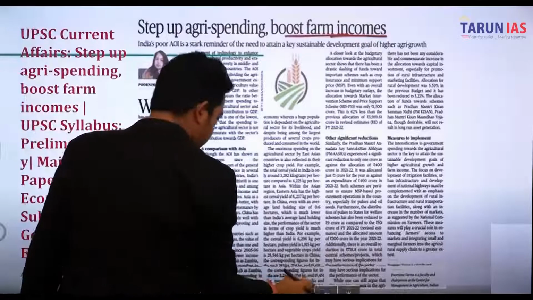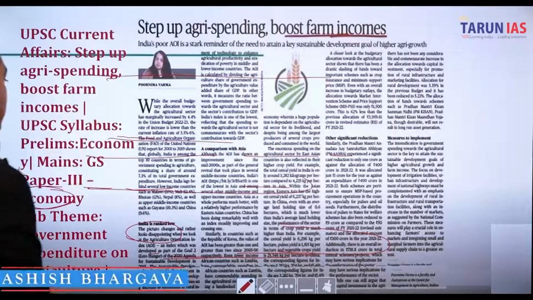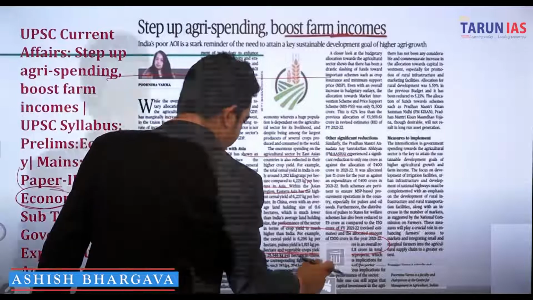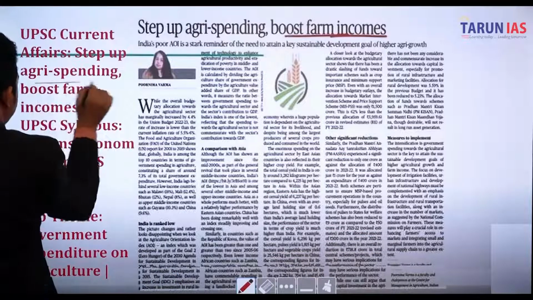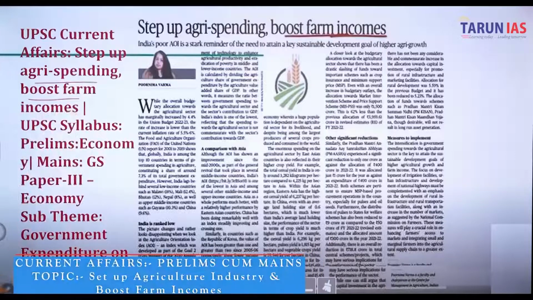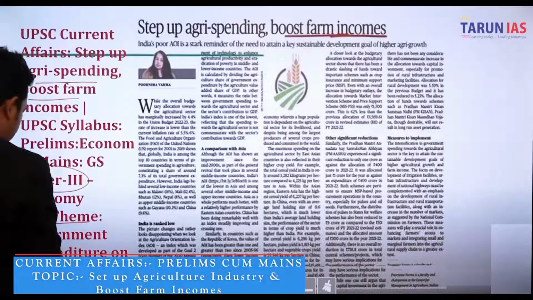So now the next article is here: agriculture expanding boosts farm incomes. This section is important in terms of agriculture expanding boosts farm income. In prelims it is the economy part, and in mains it is GS paper three, something like government expenditure on agriculture.